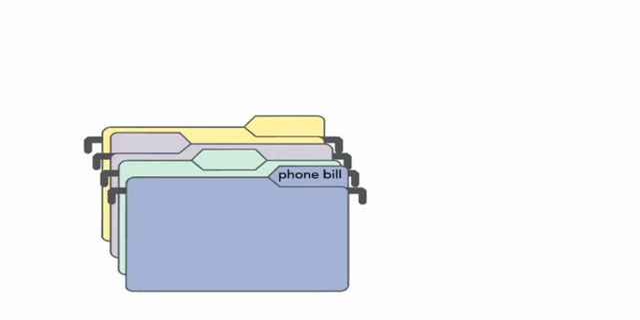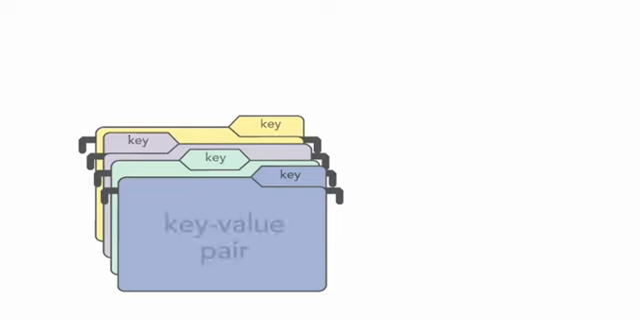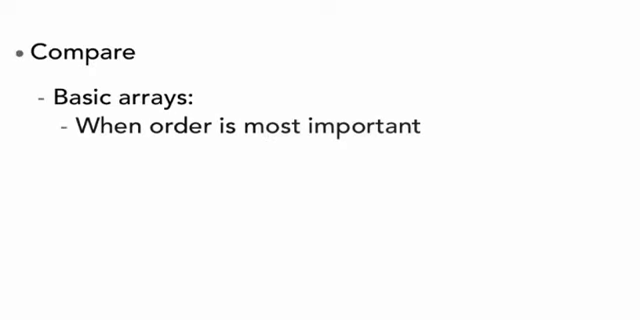Instead of saying, our phone bill is in pocket 1 and our electric bill is in pocket 2, instead we'll say, find the pocket labeled phone bill and pull out its contents. We call the label on each of these pockets the key, and the contents of what's inside the pocket the value. And the combination of the label and the value is referred to as the key-value pair. So we'll always have a series of keys and values that make up our associative array. Both an array and associative array have their uses. When the order matters to us, we want to use an array.